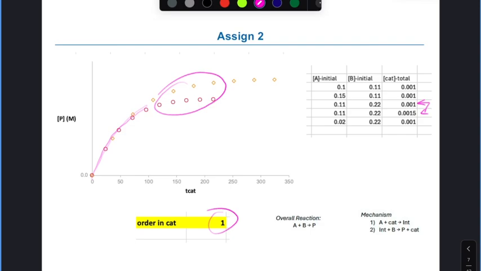What's that? Got saturated. What do you mean? Zero order. No, I don't think so.